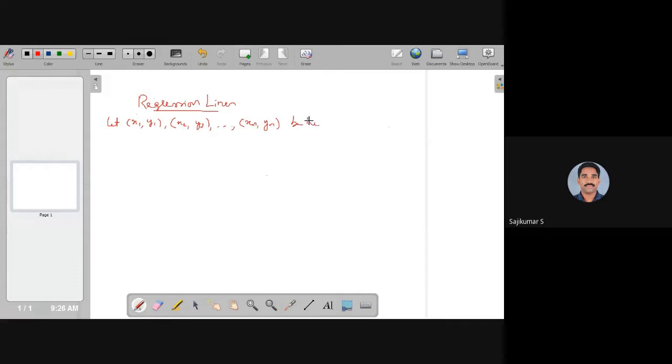Be the n sets of data corresponding to the random variable pair or the bivariate data x comma y.